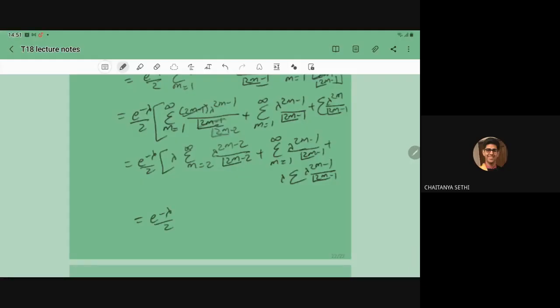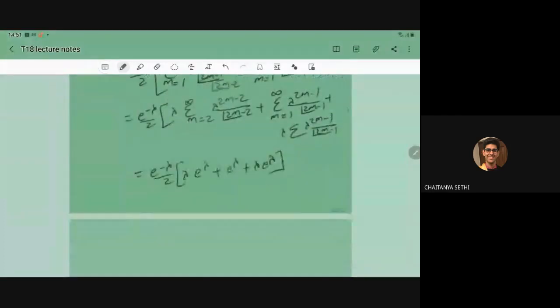So what is this summation? e to the power minus lambda by 2. Here we have the summation, so it will become e to the power lambda, plus this is also e to the power lambda, plus this is also lambda into e to the power lambda. So you can take e to the power lambda outside, and inside we have 1 plus 2 lambda, so 1 plus 2 lambda by 2. In this way, we have the value of E[M].